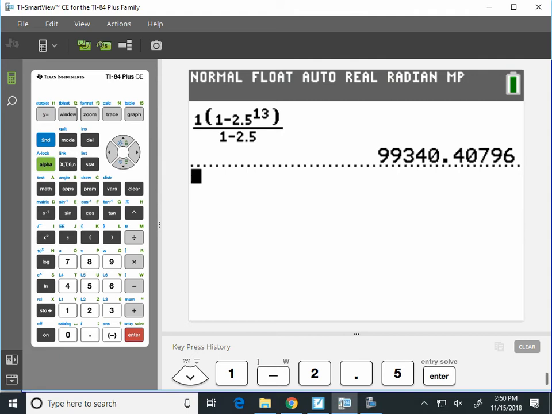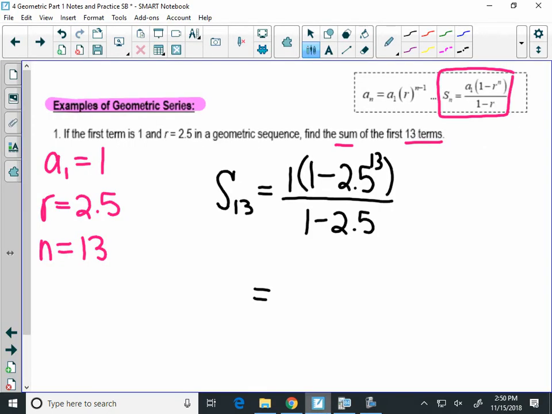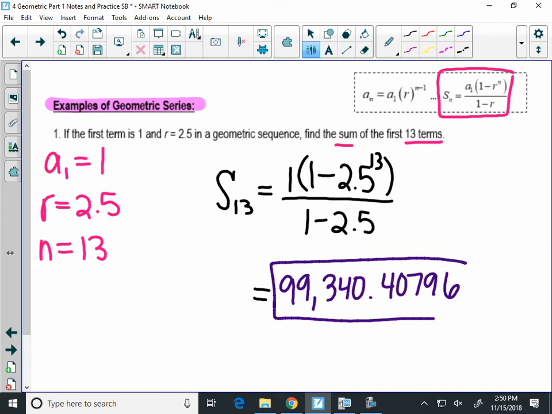When you hit enter, it gives you this really yucky number, but that is the sum, 99,340.40796. That is the value of your sum, and that is your answer. So 99,340.40796. That would be the sum of your series.